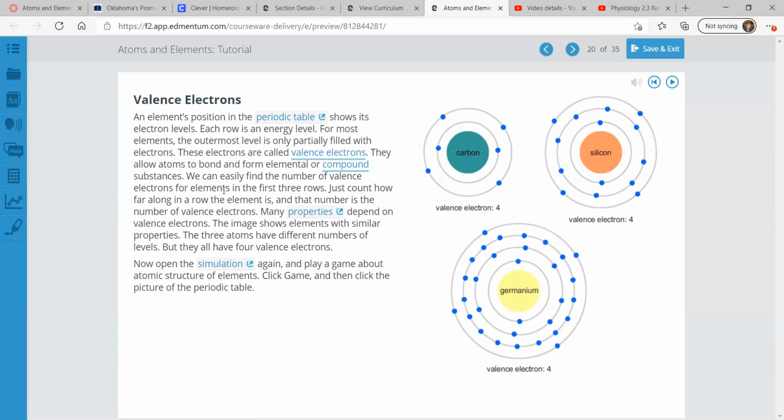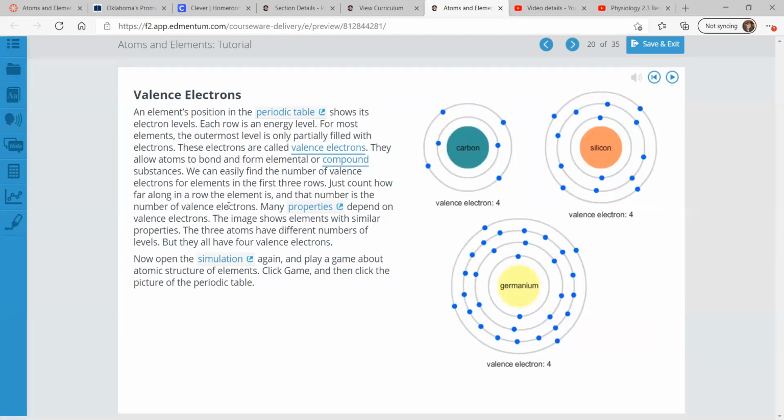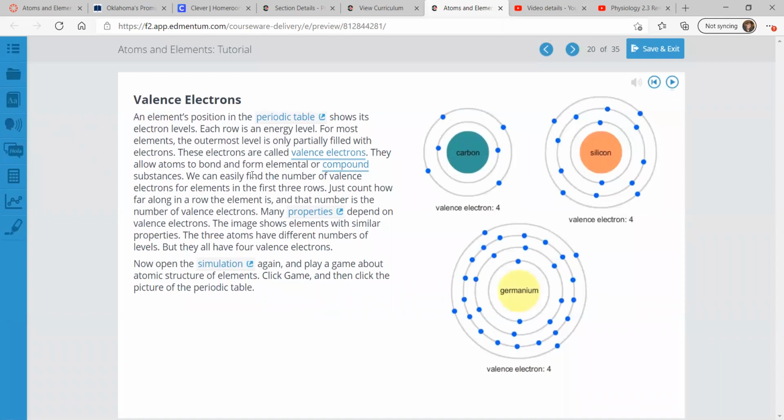We can easily find the number of valence electrons for elements in the first 3 rows. Just count how far along in a row the element is, and that number is the number of valence electrons. Many properties depend on valence electrons. The image shows elements with similar properties. The 3 atoms have different numbers of levels, but they all have 4 valence electrons.